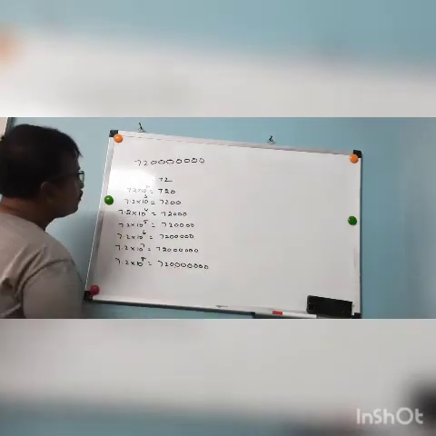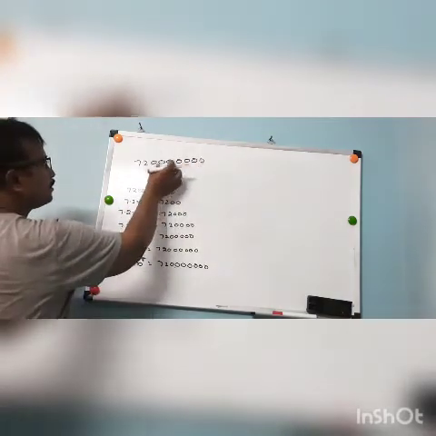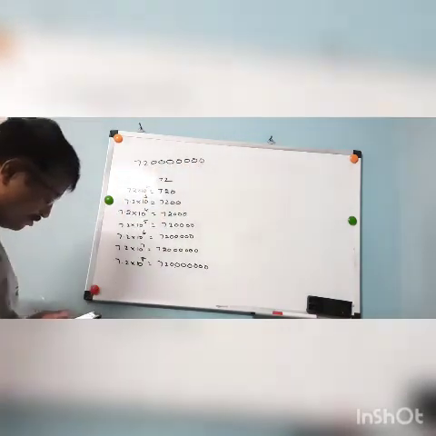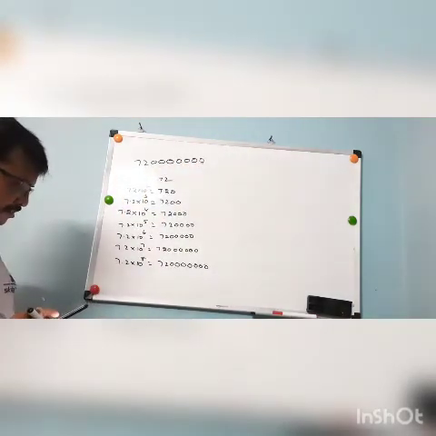72 crores. So 72 crores means 7.2 into 10 power 8. Here is the third option.